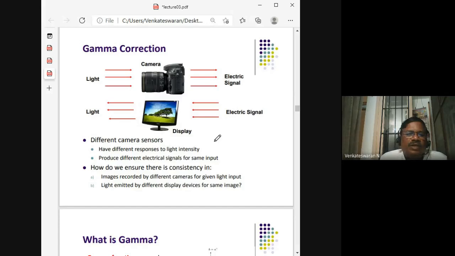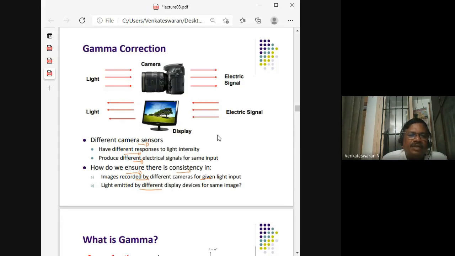To improve the image quality is to do something called gamma correction, right? You have different cameras and you have different camera sensors. These different camera sensors have different response to light intensity. So they produce different electric signals, same input. So how do we ensure that there is a consistency in terms of image recorded by different cameras for a given input light? There should be a consistency.